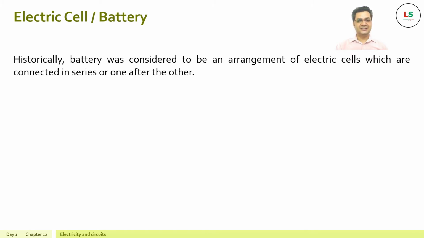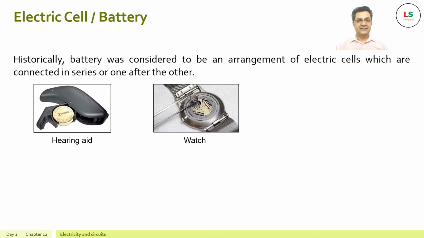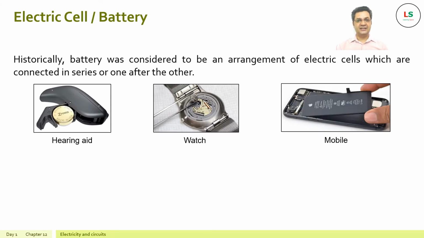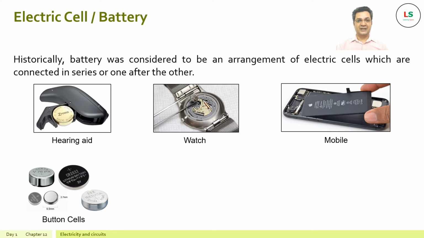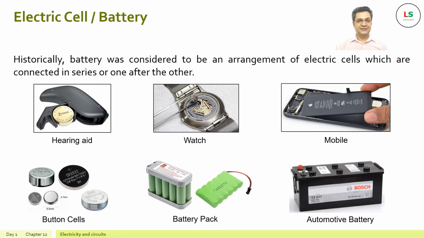Historically, a battery was considered to be an arrangement of electric cells which are connected in series or one after the other. Usage of the term battery has evolved to include devices composed of a single cell. Batteries come in many shapes and sizes and can be small enough to fit a hearing aid or watch, thin enough to fit inside a mobile, so they can be seen in the form of a button cell or in the form of a battery pack, and they can be large enough to be used in a vehicle.